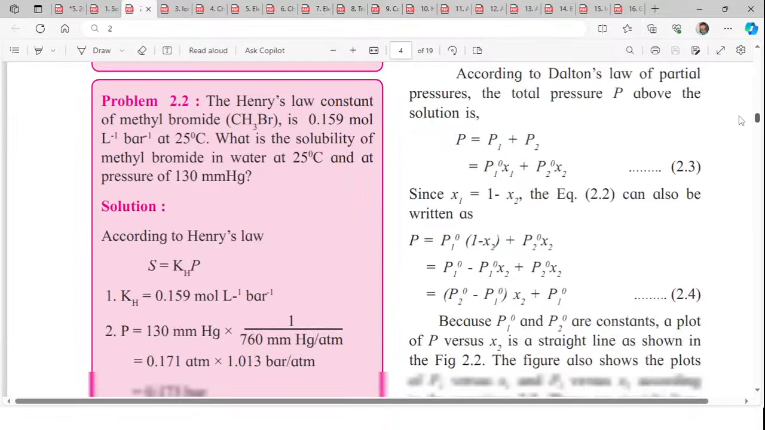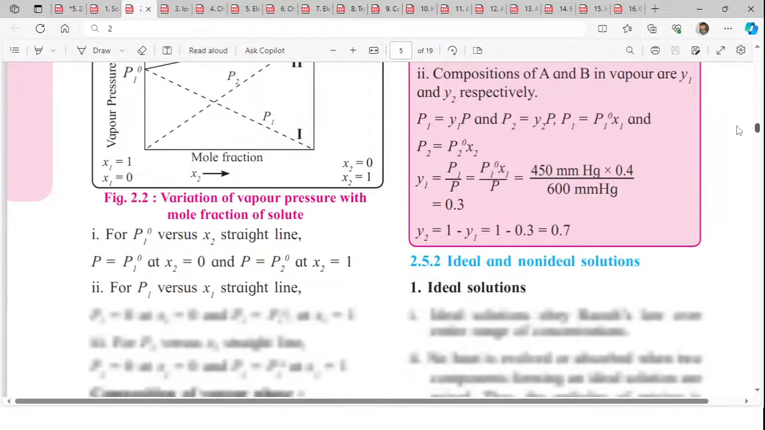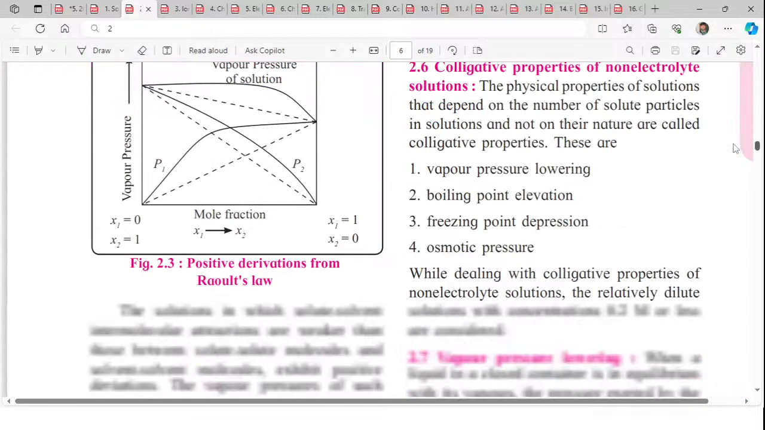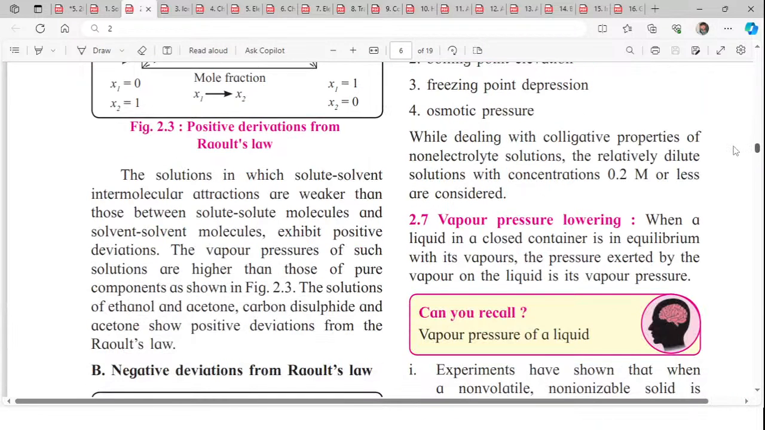Under Raoult's law there are ideal and non-ideal solutions. So there are positive deviations and negative deviations. Get it? These are positive deviations. Ethanol plus acetone is the correct answer.